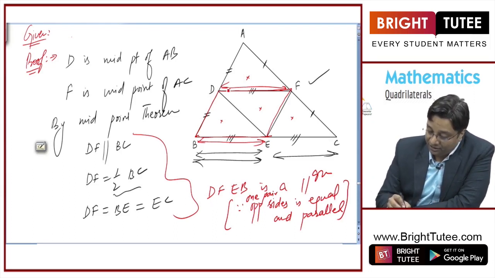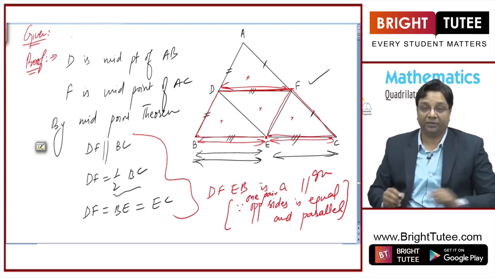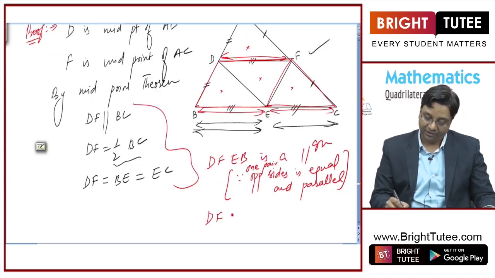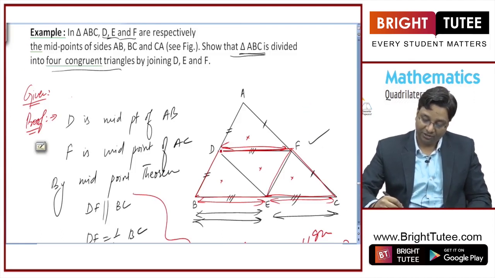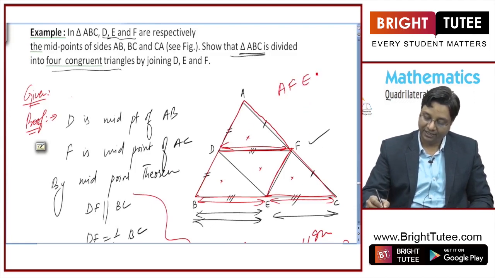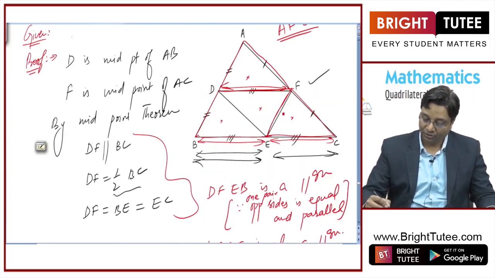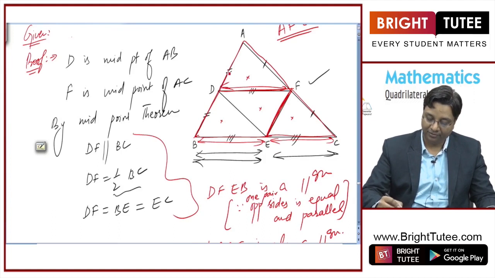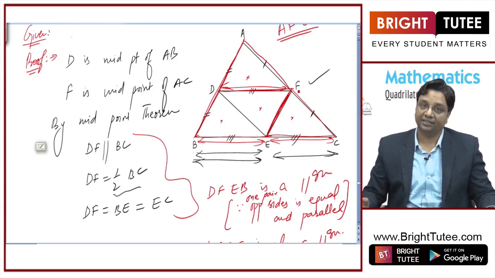In the same way, you can show that DF is parallel to EC and equal to EC. So DFCE is also a parallelogram, right? Now similarly, you can show that AFED is also a parallelogram. Why? You will use the midpoint theorem and show that EF is parallel to AB and is half of AB. So you can easily show that AFED is a parallelogram.